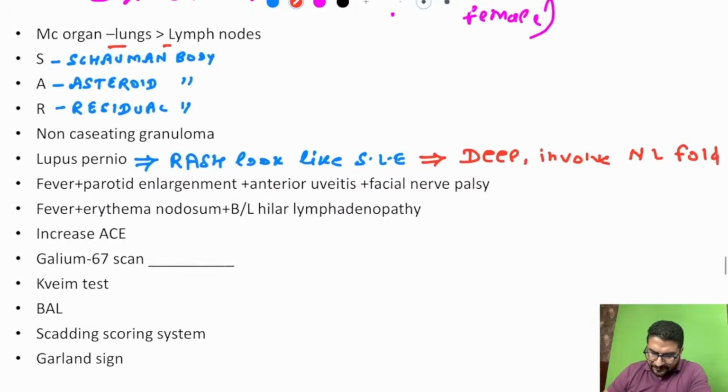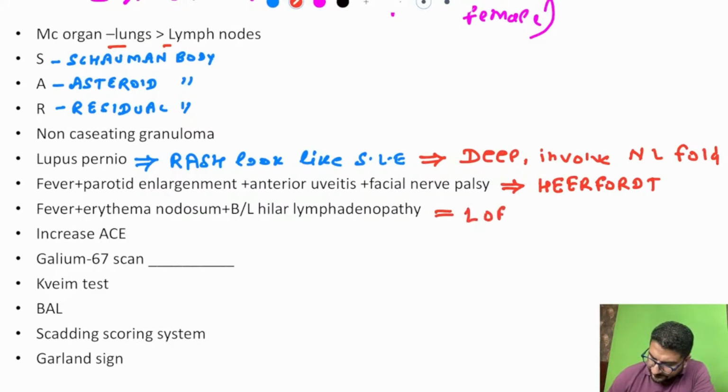So patient will have fever, parotid enlargement and uveitis, facial nerve palsy. तो what we call this, इसको क्या बोलते हैं? We call this Heerfordt syndrome. So sometime you will see sarcoidosis patient will have two syndromes, Heerfordt syndrome, and अगर patient को fever है, erythema nodosum है, hilar lymphadenopathy है, we call this Löfgren syndrome. So these are two syndromes which you have to remember in sarcoidosis. Heerfordt, Löfgren. There is increase in activity of ACE.